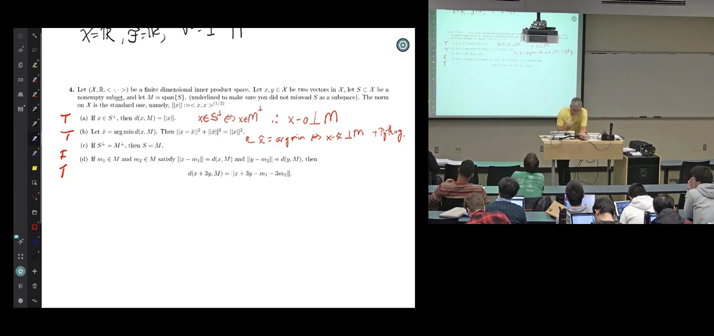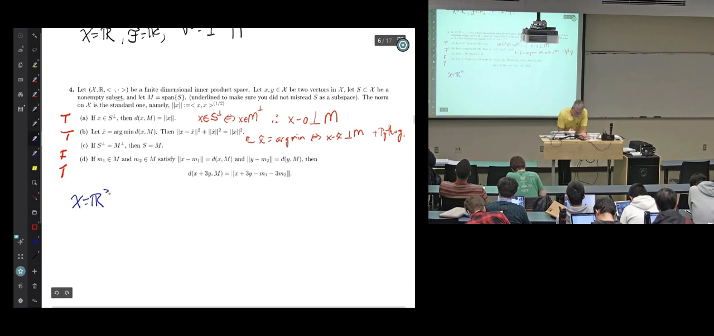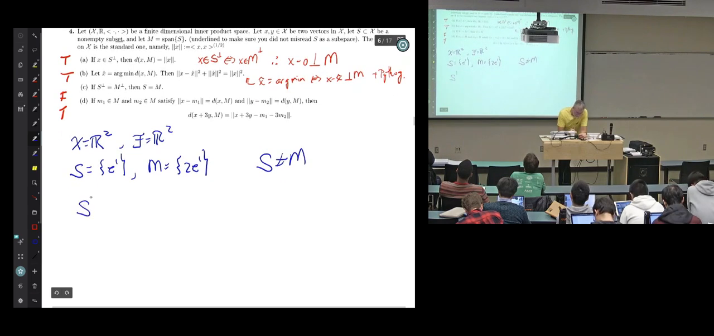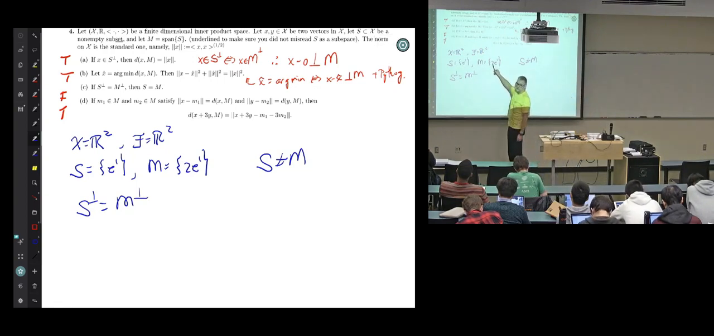Okay, so false, we just need a counterexample. Okay, so let's do this. Let's take X equals, just for the fun of it, R2, though I think I could do it with R, but I don't care to. S is equal to the unit vector, and M is equal to twice the unit vector. S and M are different sets, okay? So S is not equal to M, but certainly S perp equals M perp, okay? Everything orthogonal, because the scalar changes nothing unless it's 0.